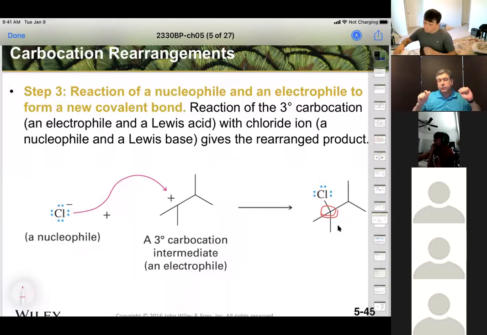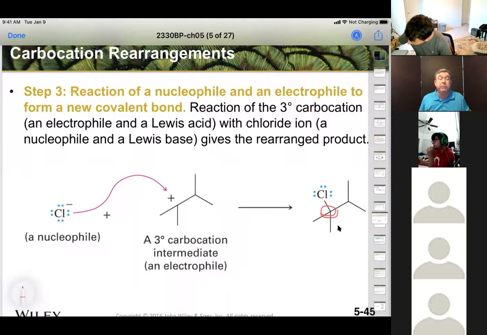Okay, questions? Okay. So in this, it's always a carbocation, and the carbocation can move a methyl or a hydrogen only. It will not move any larger group. And it much, much prefers to move a hydrogen if at all possible.